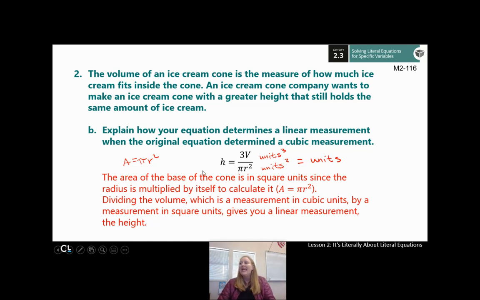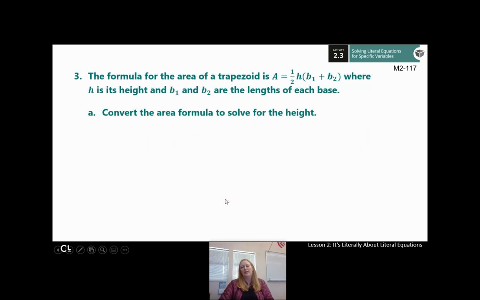That's good to know. Now, are you ready? You know what's coming up next. There's more. We're not still using the formula. My bad. We're done with our ice cream cones. It's a shame. I like ice cream cones. Let's move on to trapezoids.